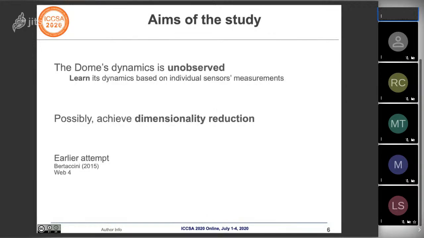However, what is the aim of our study? The dome's dynamics is unobserved, and we want to learn its dynamics based on the individual measurement sensors. And possibly, in doing that, we also want to achieve some form of dimensionality reduction.